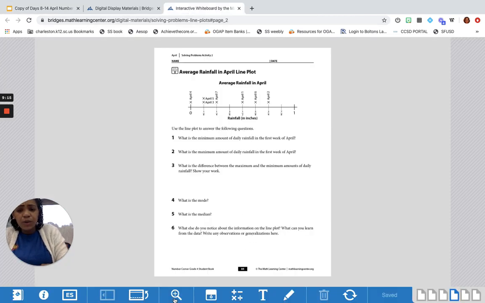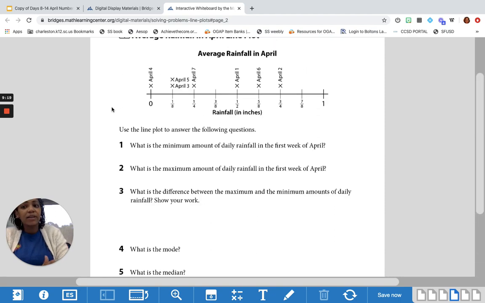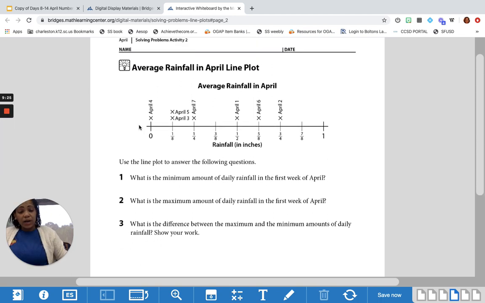So, we have some questions to answer. And it's in your workbook, page 85. And we are going to work through them together. And that'll be our day. So I'm going to give you a second to go ahead and get that out. And while you do so, I'm going to get ready.